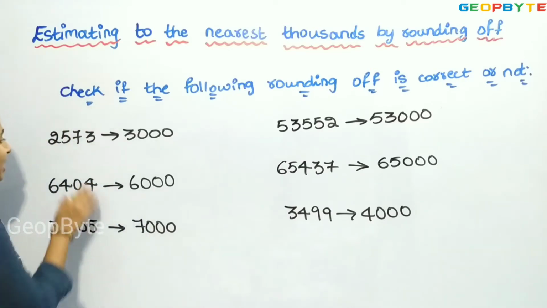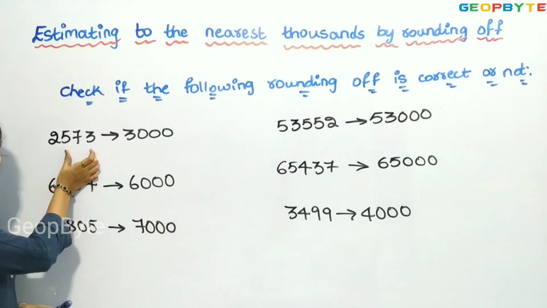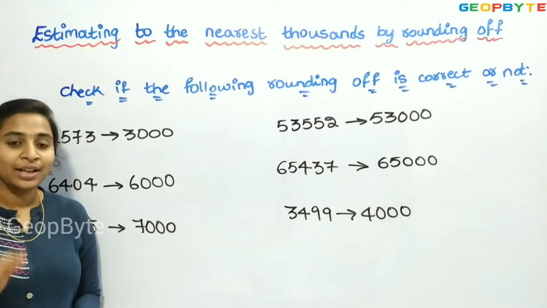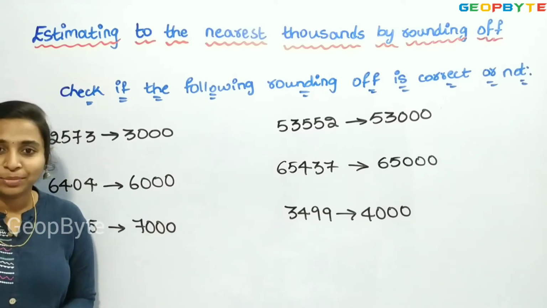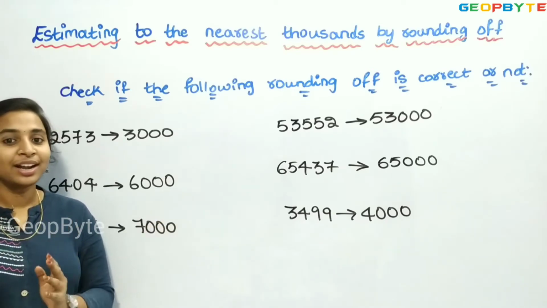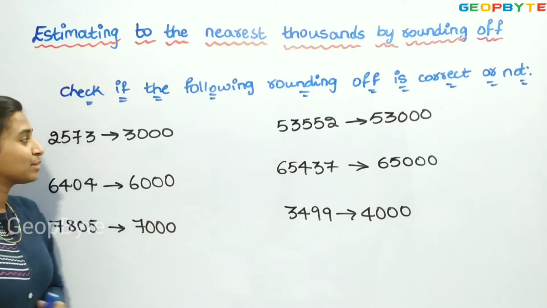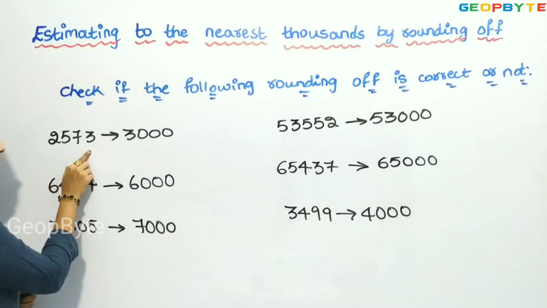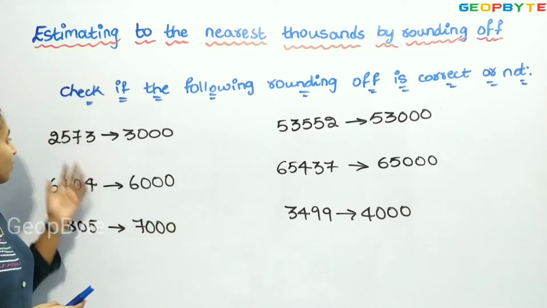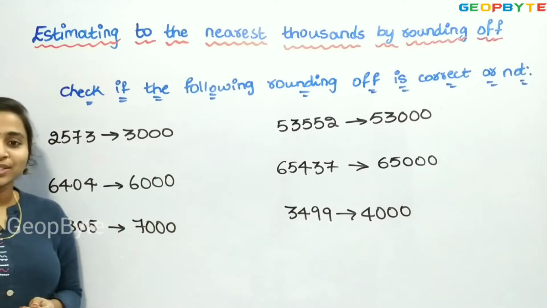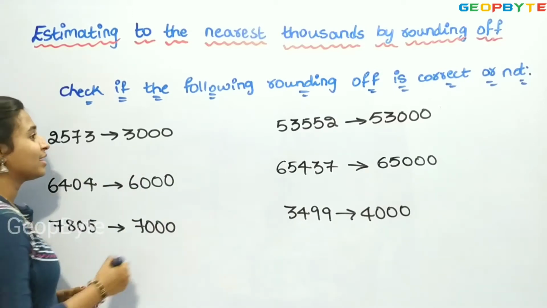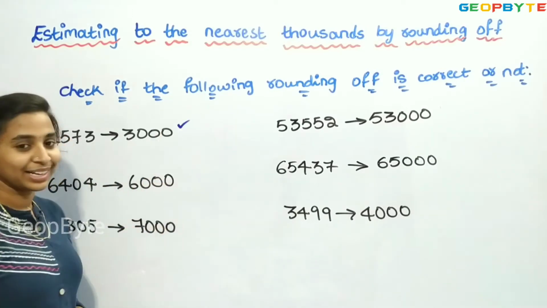So similarly, we have 573. 573 is above 500 only, so it belongs to the next number. In between 100 and 1000, when we cross 500, it belongs to 1000. Similarly, 2,573 will be in between 2,000 and 3,000. We have 573 here, so obviously it belongs to 3,000 only, and this rounding off is correct.